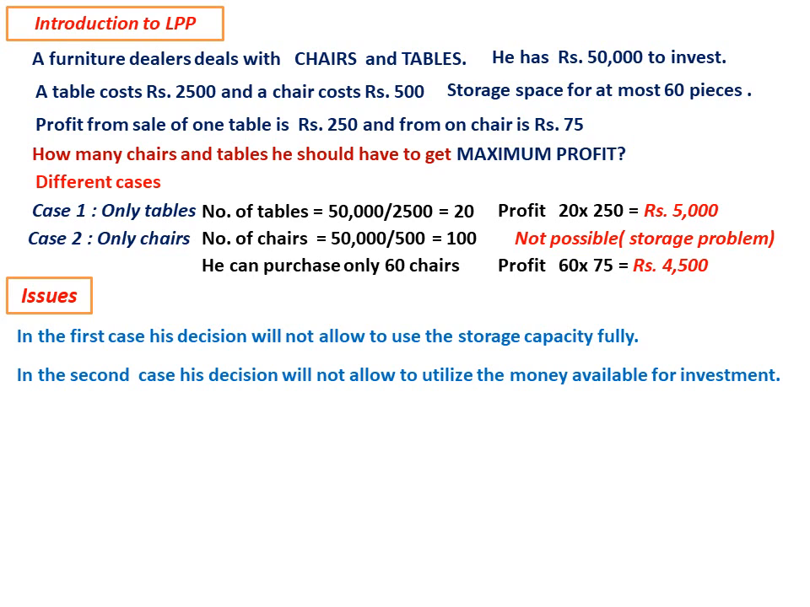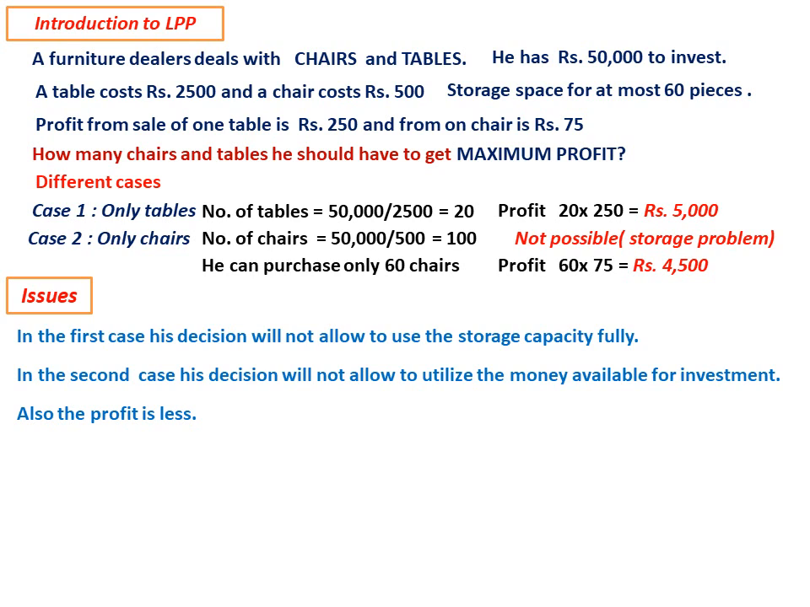This is one problem. Second one is, in the second case, his decision will not allow to utilize the money available for investment. See, because of this storage problem, he can purchase only 60 chairs. That means he is investing only 4,500 rupees, whereas he has 50,000 rupees. Total amount available is 50,000 rupees, but that much amount he cannot invest. That means dead investment. So amount is not utilized. One is underutilization of space, another one is underutilization of amount. So these are the two problems.